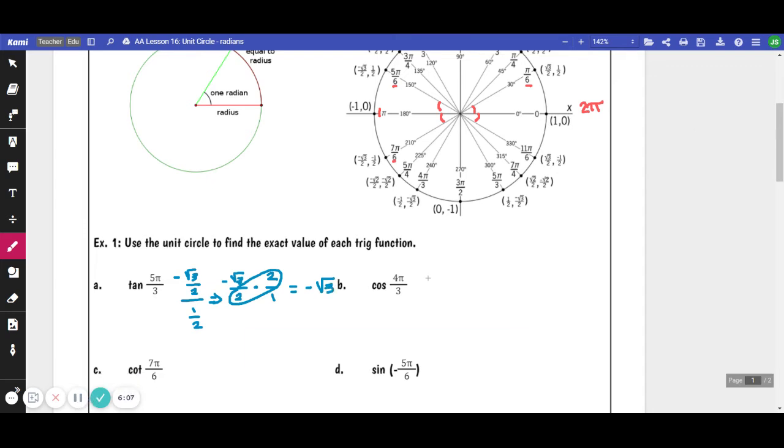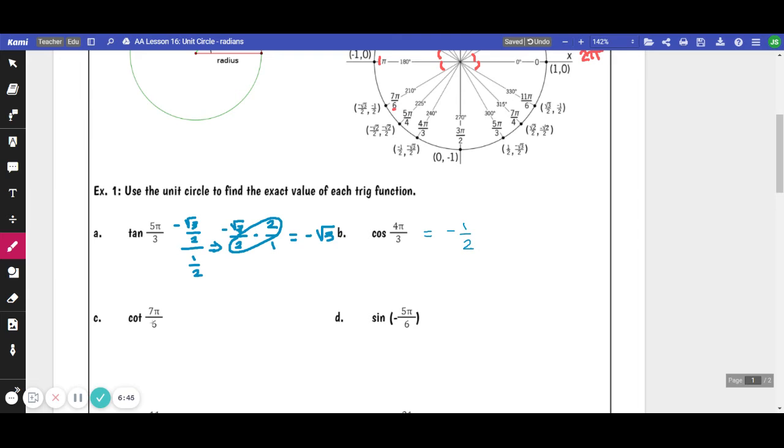For B, cosine of 4/3 pi. So 4/3 is a little over 1, right? So here's 1. 4/3 is going to be past that. There it is. Cosine is the x coordinate. At 4/3 pi, the x coordinate is negative 1/2. So all of this part is exactly the same as what you've been doing. Using the unit circle, the y over the x, the simplifying, all of it's exactly the same. The only thing that is different is that angle measure, and you just have to get used to where they are and practice with them, to be honest.